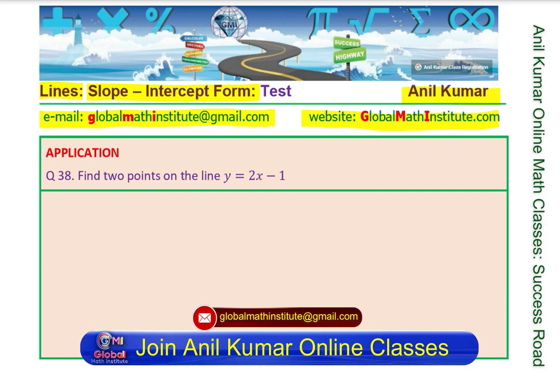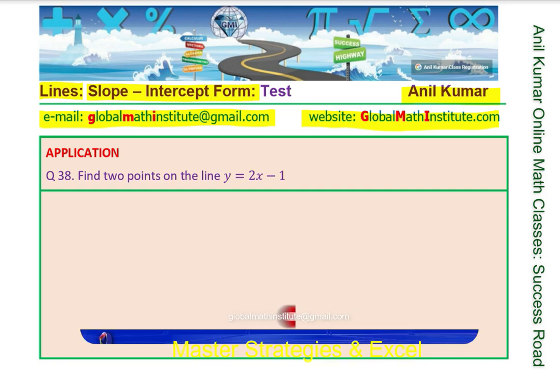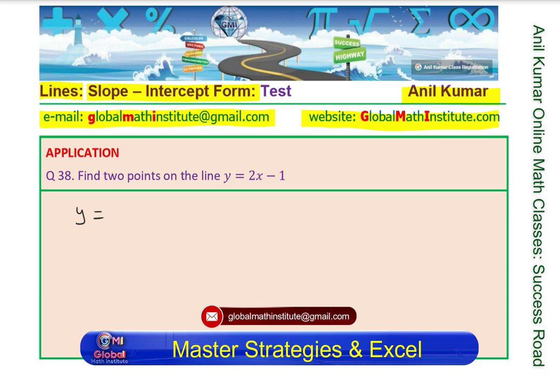Let us continue with the solutions. Question number 38. Find 2 points on the line which is given to us as y equals 2x minus 1. So it's a simple question. We can substitute some values of x and find the y values.